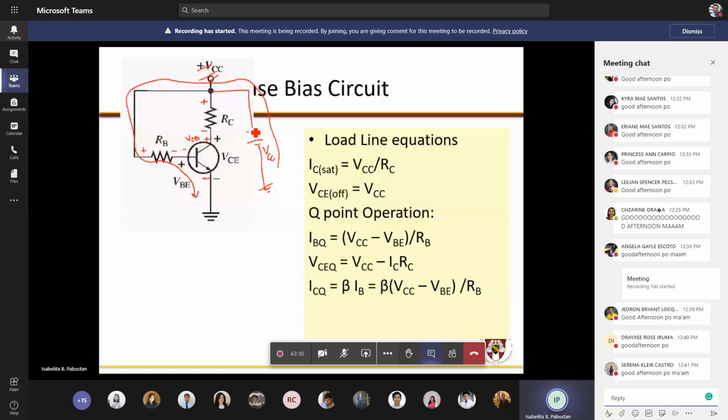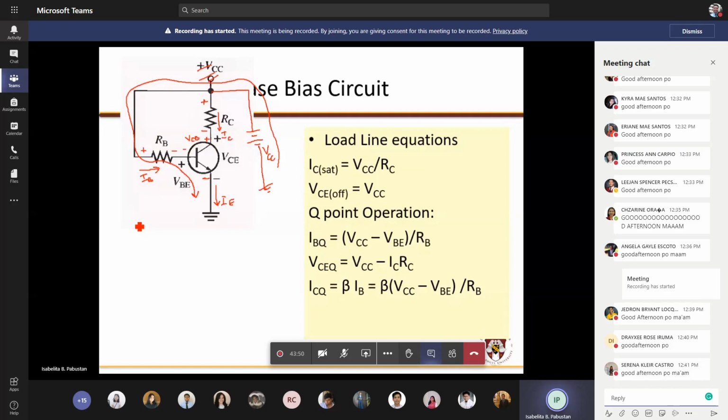Now you write your currents. So this is your IE, and syempre, this is the direction. So, definitely, your IB will be in this direction, kasi hindi naman nagbabago yun. IE is equal to IB plus IC. Okay? So, you can now write your loop equation.